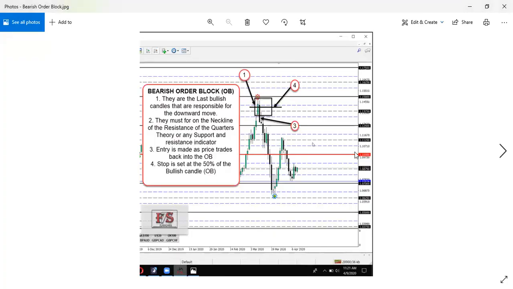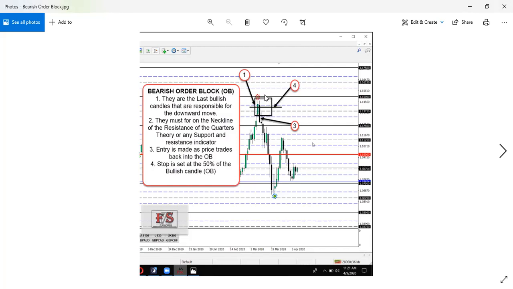Yes, good. So like I said, order block is an ICT concept. What is an order block? From an institutional perspective, a bearish order block is that upward candle that is responsible for the downward move, the last up candle, that bullish candle that is responsible for the downward move. This is an order block. A bearish order block is the last bullish candle that you see before the downward move.